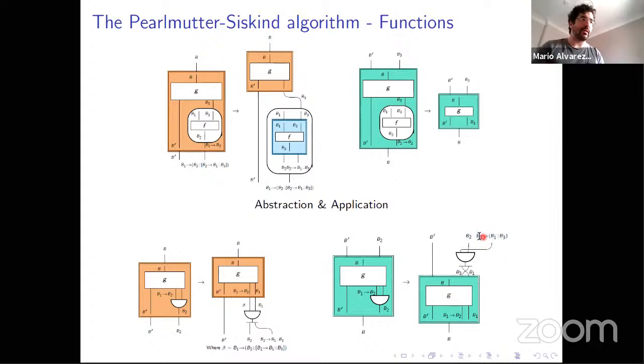The output of this application will give you the partial derivative of your program with respect to both the inputs to your application and all of the variables that it captured. So once you do this application, now you have these partial derivatives and you simply plug them up the proper wires.